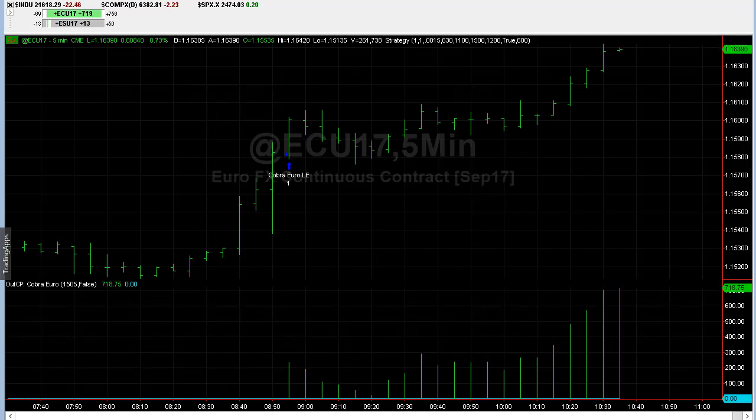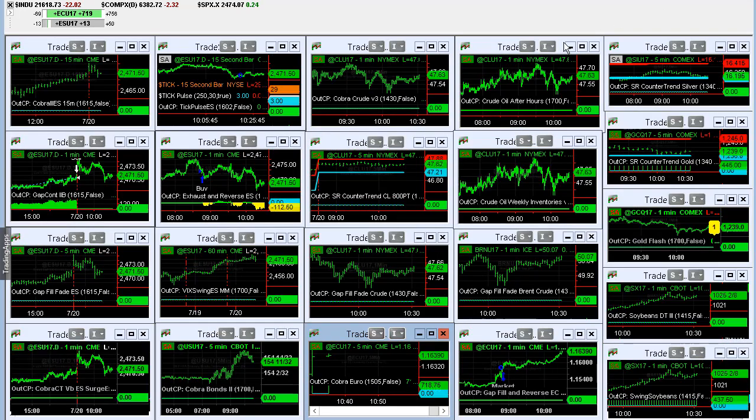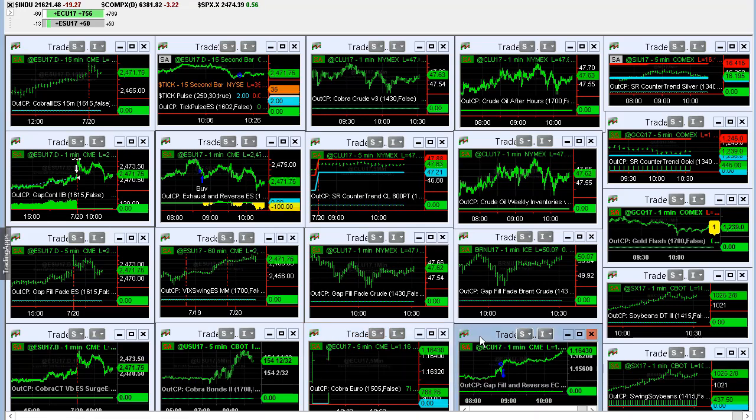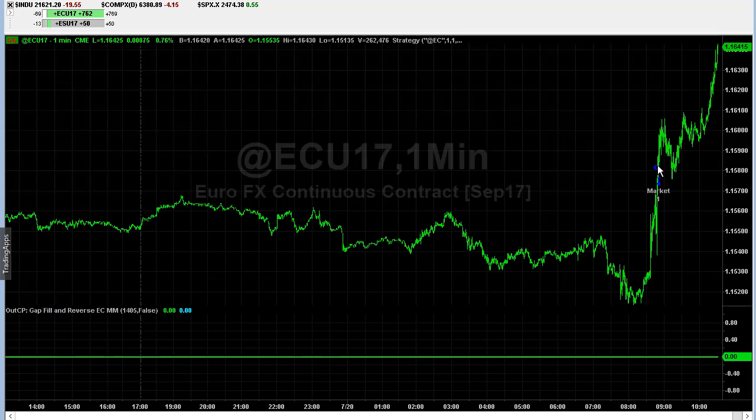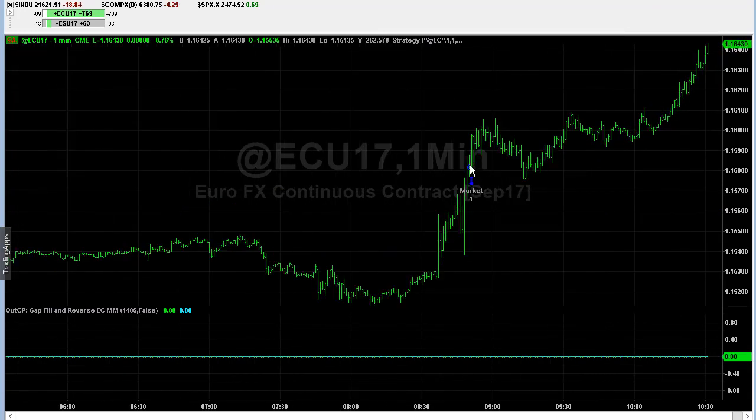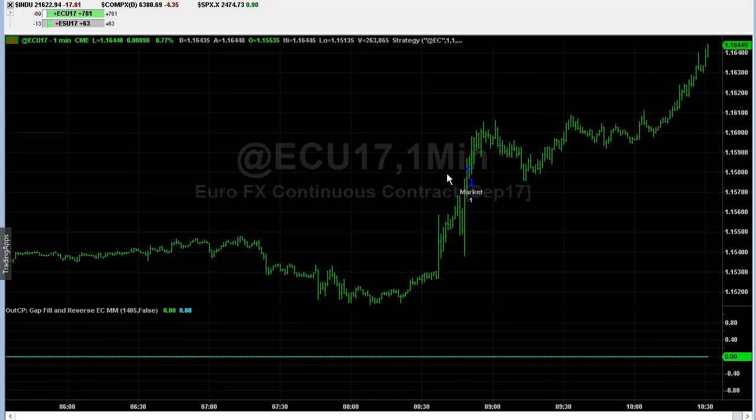And so here's a screenshot of all the strategies for today that you see trading in the 100K portfolio. Some of these have bubble fills. So for example, Gap Fill and Reverse Euro Currency money management algorithm version. You see a bubble fill on here because this is the Cobra Euro. This is where Cobra Euro took the signal, but there are no signals in Gap Fill and Reverse Euro Currency.